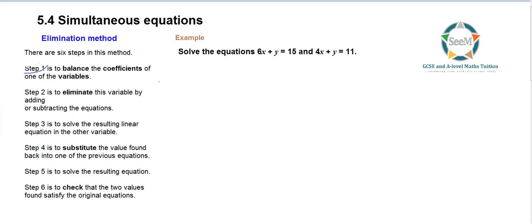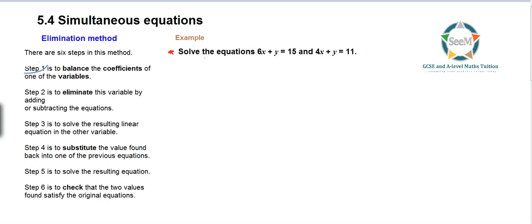To be able to solve simultaneous equations by the elimination method, there are 6 steps that need to be followed. Rather than going through all the steps by reading them, it's better to show you through an example how you can solve by elimination. And the example we're going to use is this example here, which says solve the equations 6x plus y equals 15 and 4x plus y equals 11.